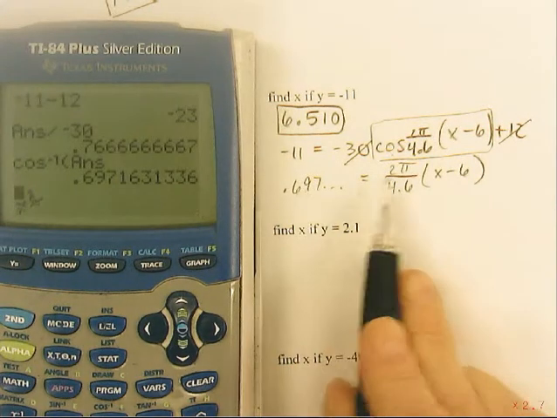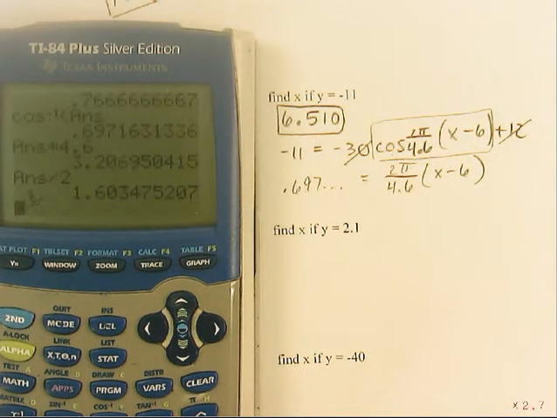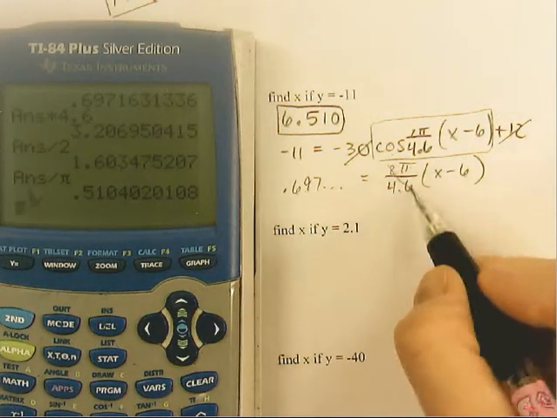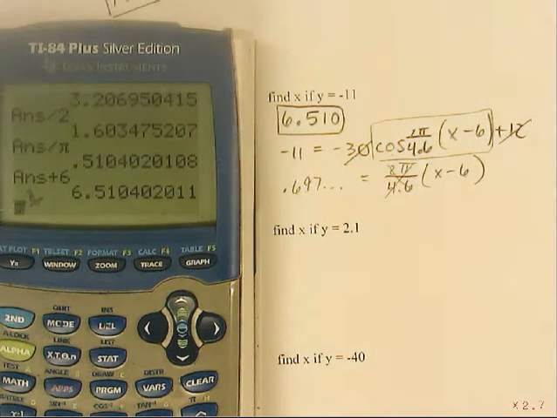Multiply by 4.6, divide by 2, divide by pi. So times 4.6, divide by 2, divide by pi. That got rid of this guy, then we add 6. You should get 6.510. So I hope that wasn't too fast.